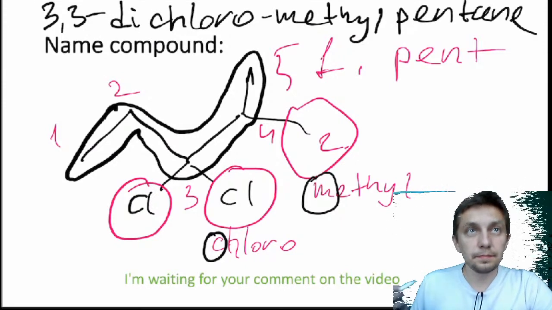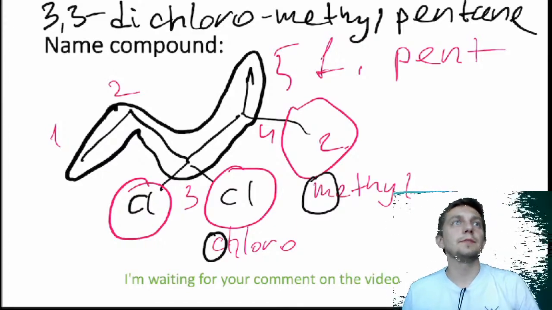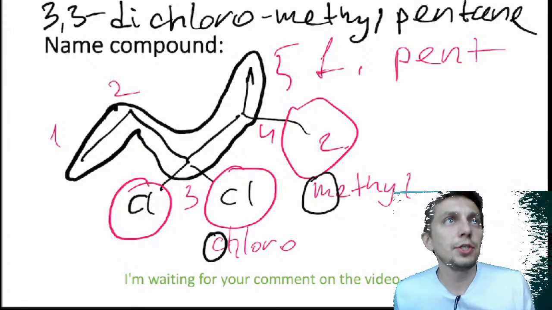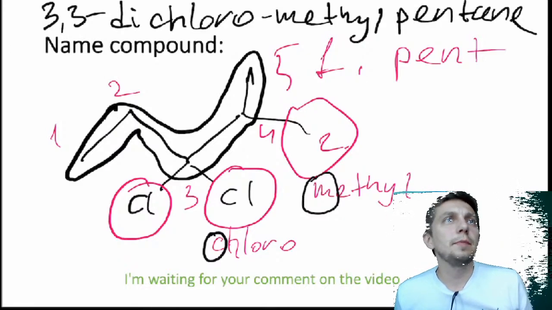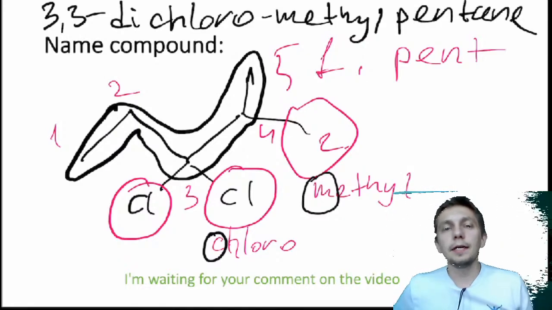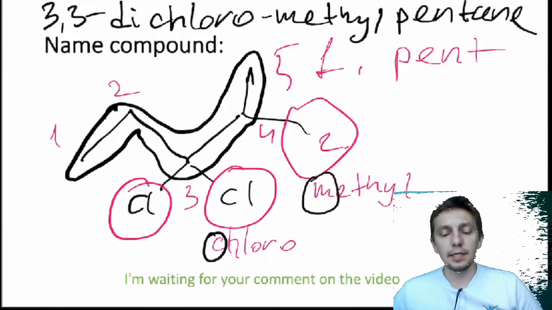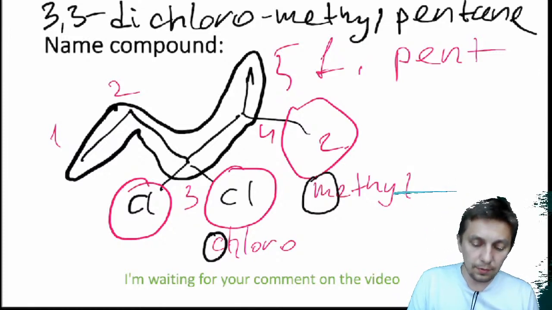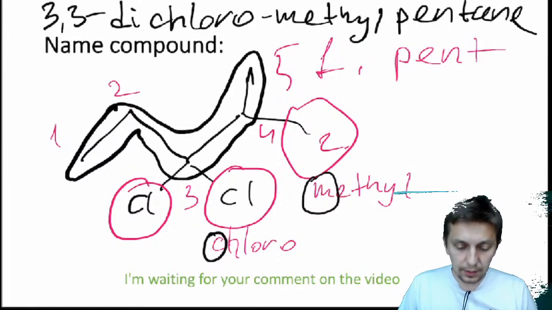Longest chain, modifications, and count modifications. When we number modifications, it is very important to make the numbers as small as possible. So in this case, we can number from left to right and from right.